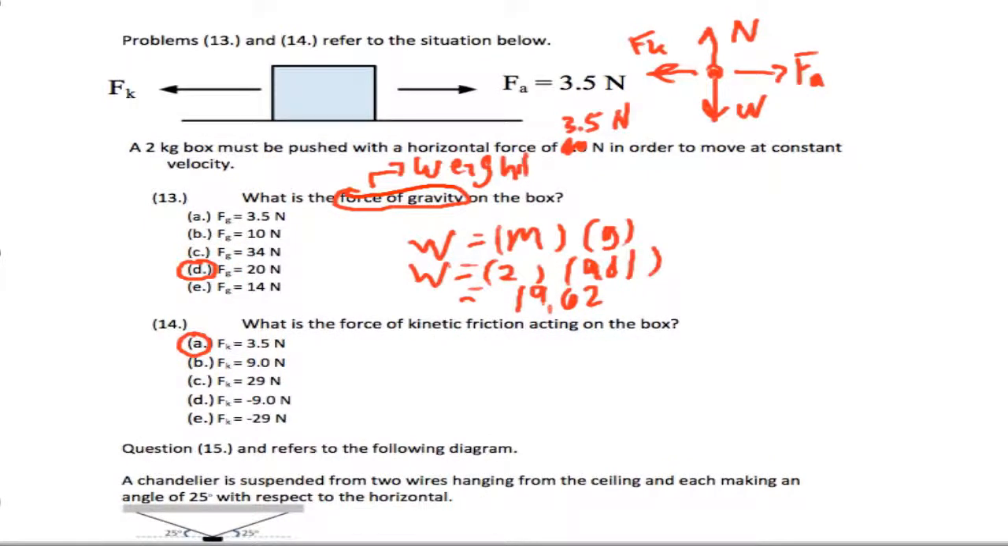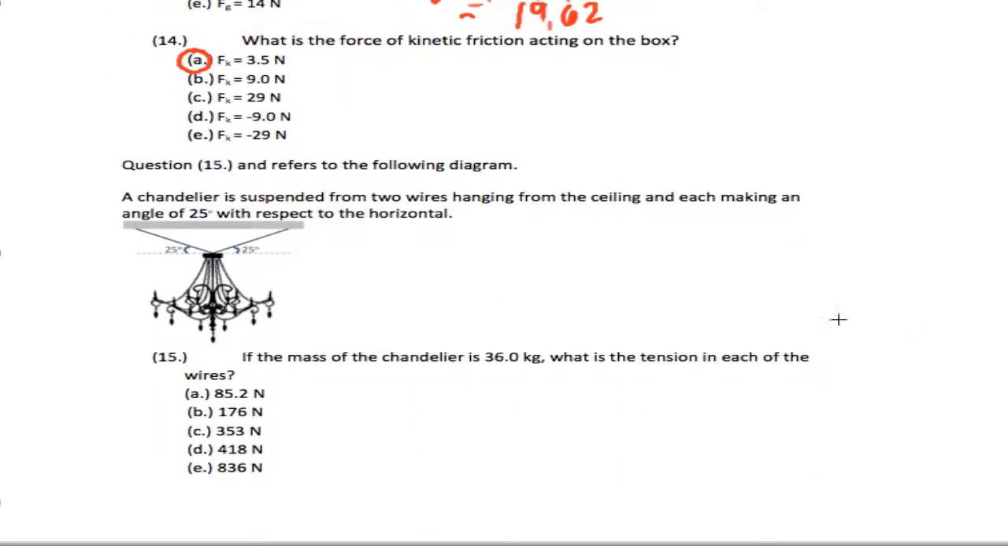Now, for this next problem, I'm going to go ahead and solve it now. It says, a chandelier is suspended from 2 wires hanging from the ceiling, each making an angle, and we want to know the tension in each of the wires. So we begin using the recipe that I passed out in class. So step 1, a free body diagram. We've got tension, tension, and we have the weight pointing down.